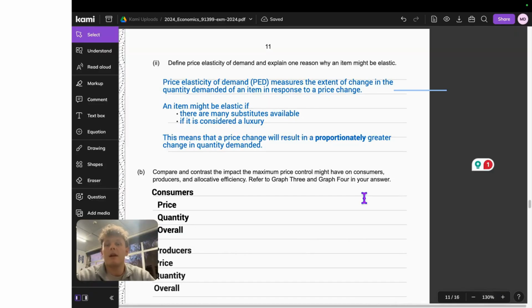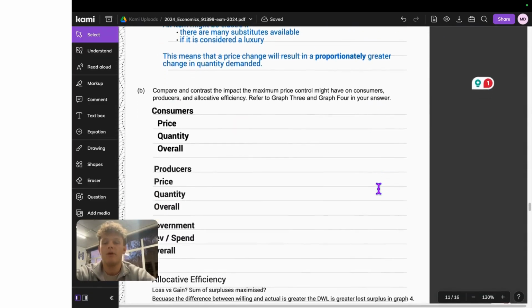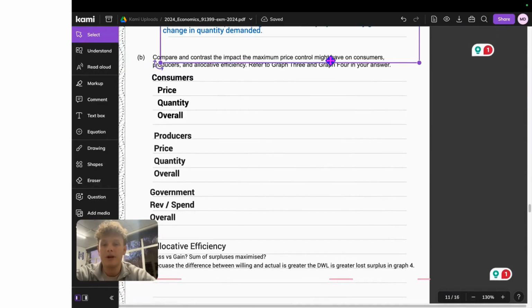An item may be elastic if there's many substitutes because the consumer can easily swap to another good if the price increases, or if it's a luxury because the consumer can go without it if the price rises. This means that a change in price will result in a proportionally greater change in quantity demanded for an elastic good. So then we're going to compare and contrast the impact of the maximum price on consumers, producers, and allocative efficiency on graph 3 and 4.